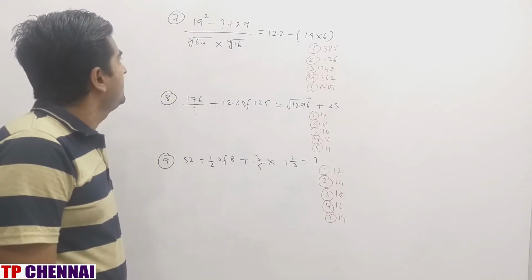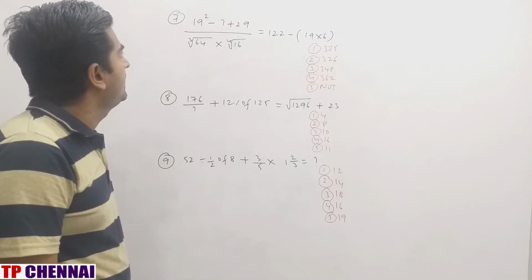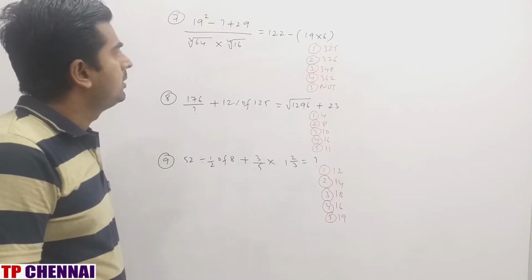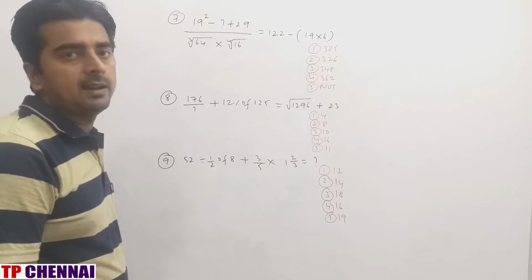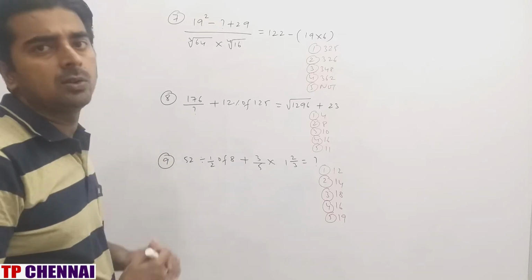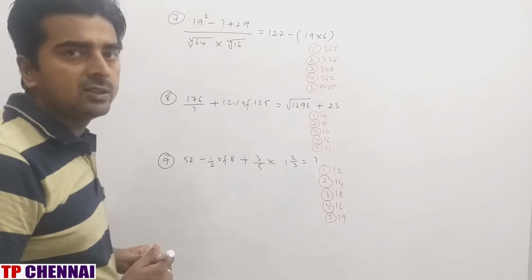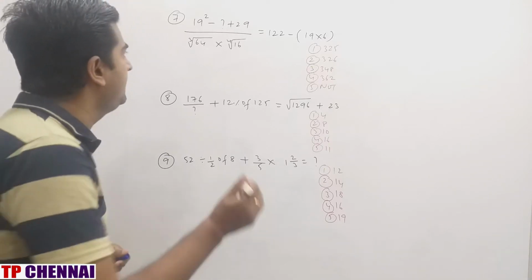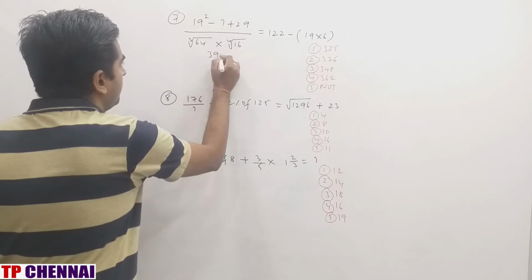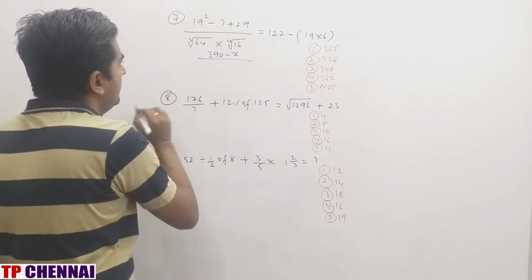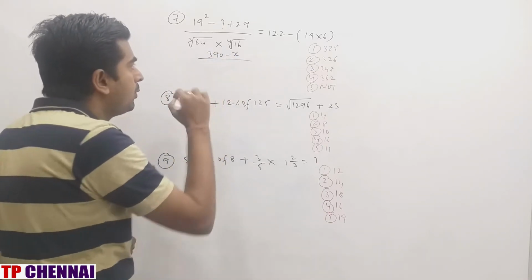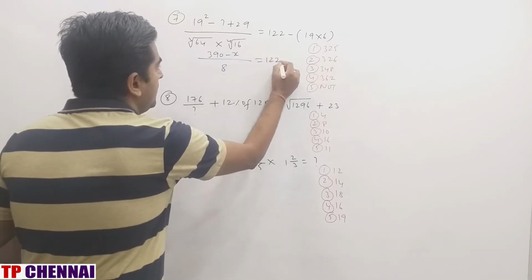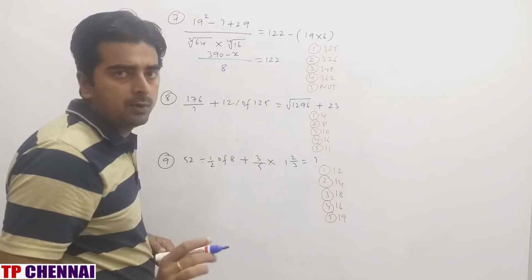So first one, (19 square minus question mark plus 29) whole divided by cube root of 64 into 4th root of 16 is equal to 122 minus, inside the bracket, 19 into 6. Orally we can solve this question. How? What is 19 square? 361. 361 plus 29 is nothing but 390 minus x, divided by cube root of 64 is 4, 4th root of 16 is 2, 4 into 2 is 8. 122 minus 19 sixes are 114.